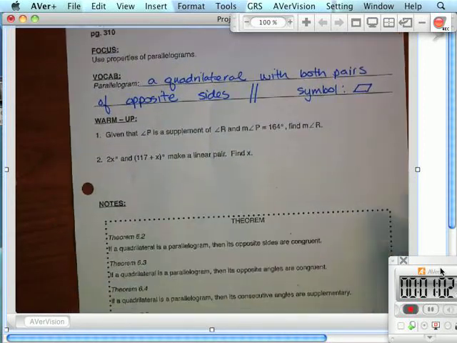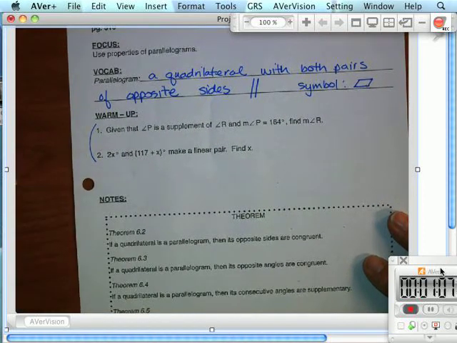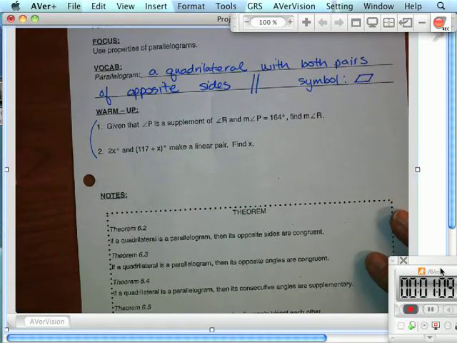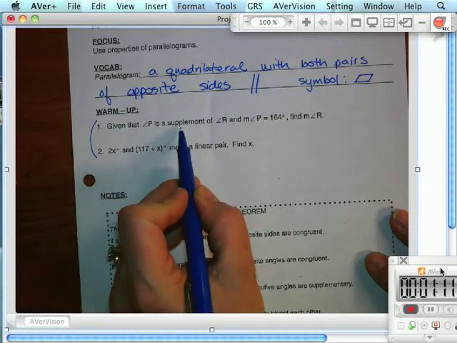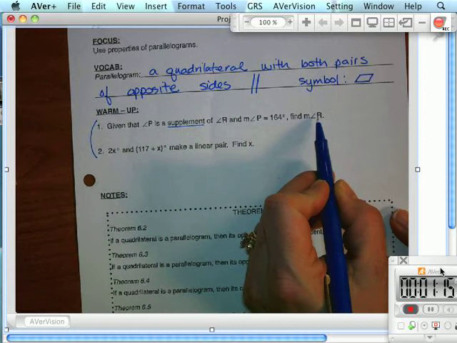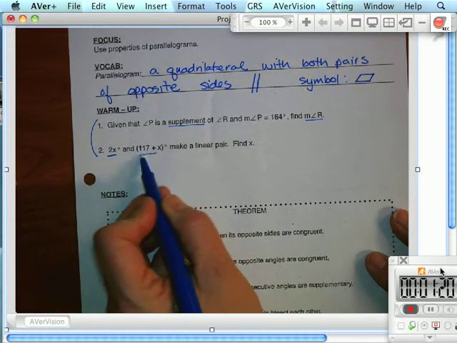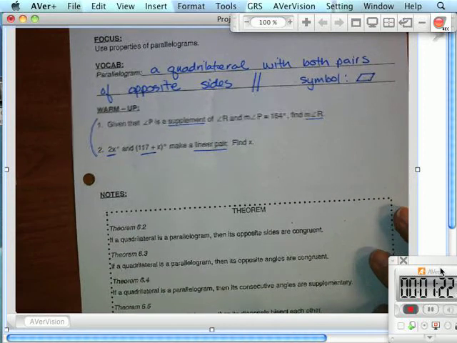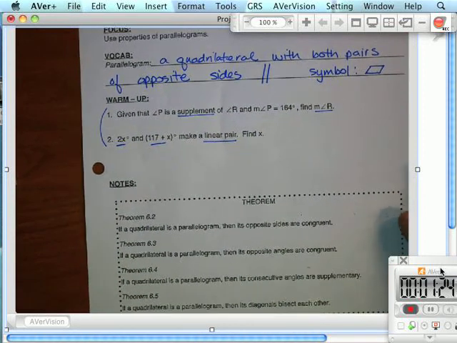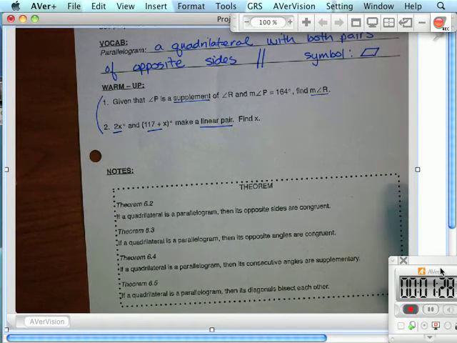All right, so this was from Chapter 5. These 2 questions, see if you can answer them. Given that angle P is a supplement of angle R, and the measure of angle P is 164, find the measure of R. And then these 2 angles make a linear pair, find X. I'm not going to tell you about that. I want you to just try it on your own. Obviously you need to know what a supplement is, and you need to know what a linear pair is.